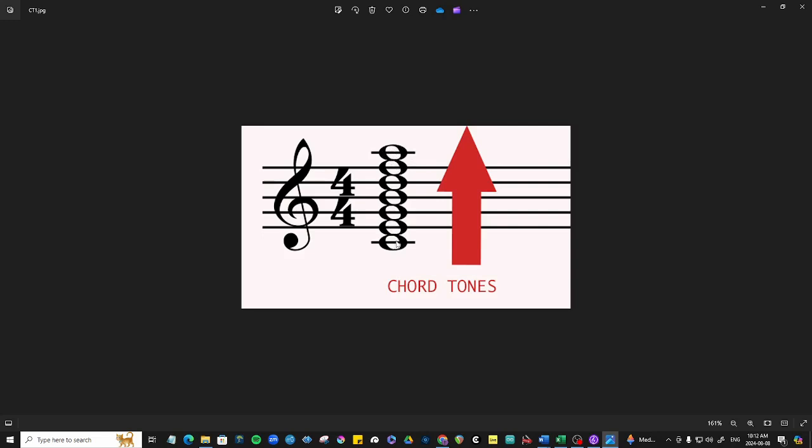But you can alter these chords, so you could make it a flat 3, a sharp 5, a flat 7th, a flat 9th, or a sharp 9th, a sharp 11th, or a flat 13th. So that's where all those numbers come from when you're doing chord tones.